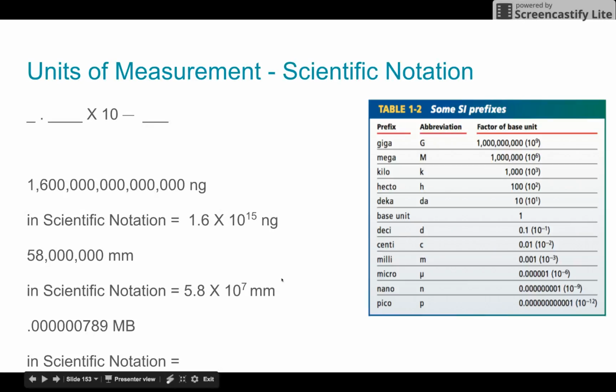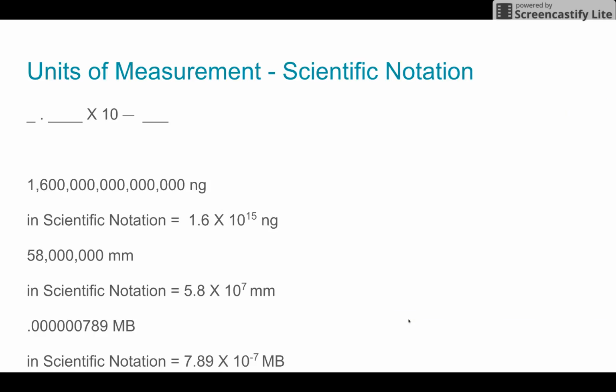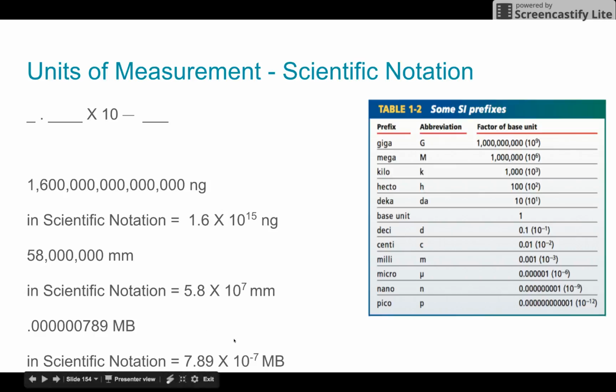Our next example is this number here. Now notice this number is small. It's a decimal. It's less than 1. So our decimal place is here currently. We want it to be after the 7, since that's our first number. So we'll go 1, 2, 3, 4, 5, 6, 7. That's 7 places. So this time it's going to be 7.89 times 10 to the negative 7. So note that it's negative because we started with a very small number.